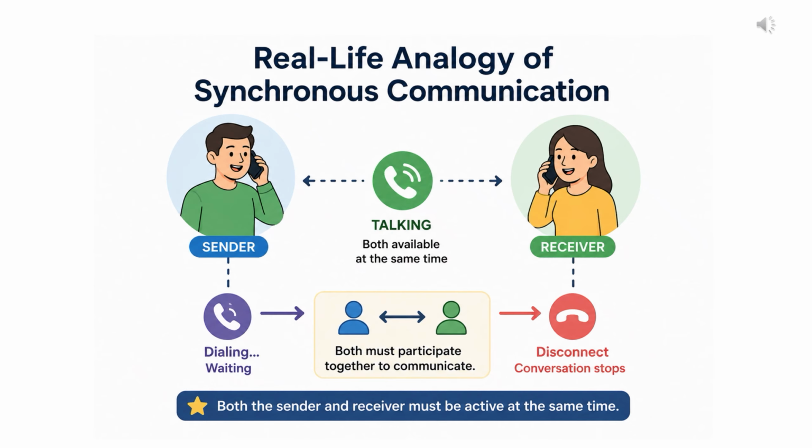Think about a normal telephone call. You dial someone's number. Until the other person answers the phone, meaningful communication cannot begin. Both people must be available at the same time. If one person disconnects, the conversation stops immediately. This perfectly represents synchronous communication. Both the sender and receiver must actively participate together before communication can proceed.